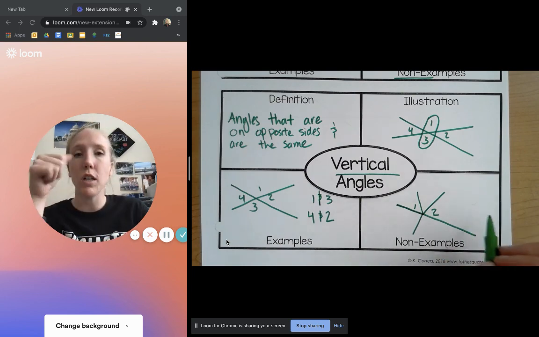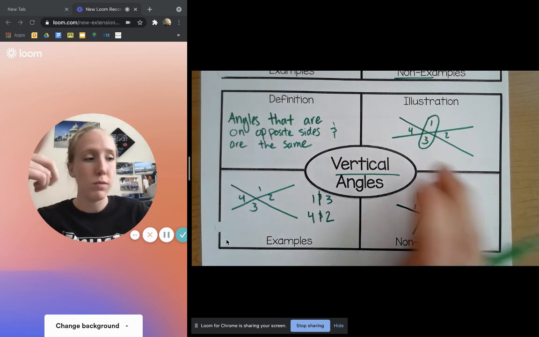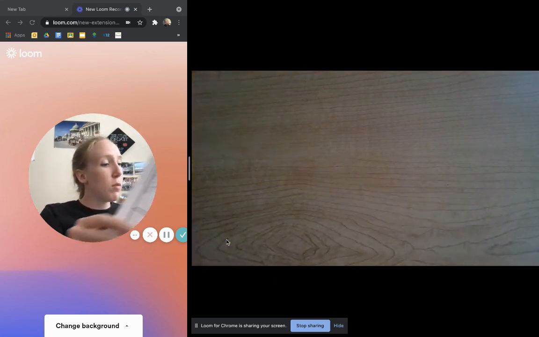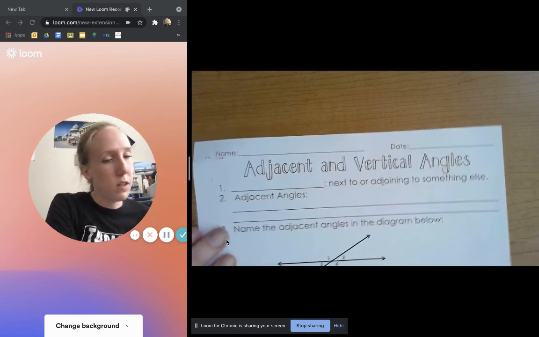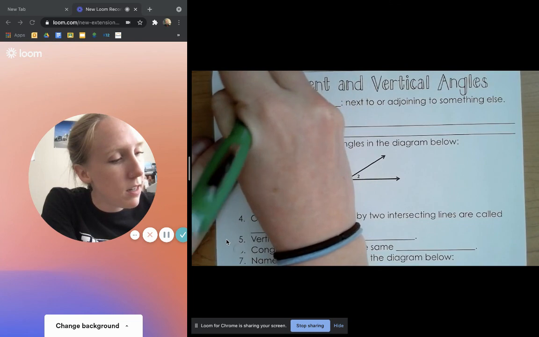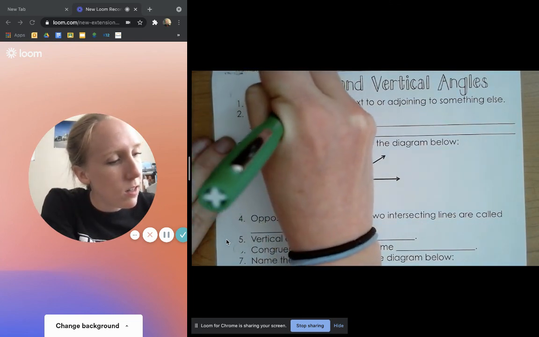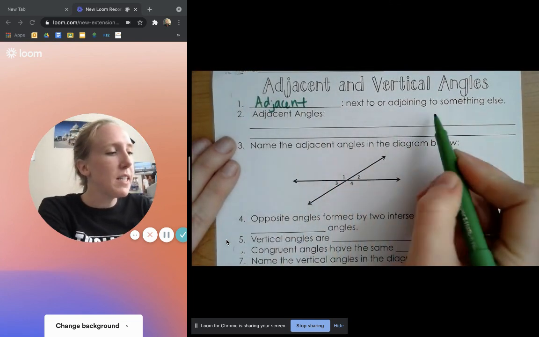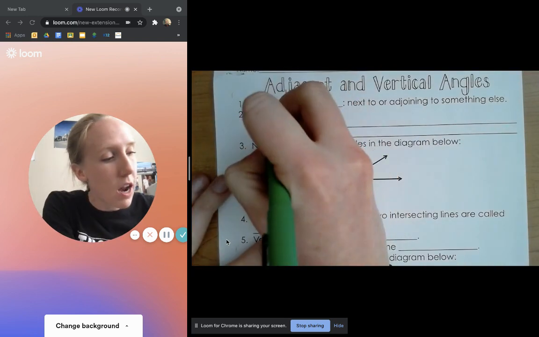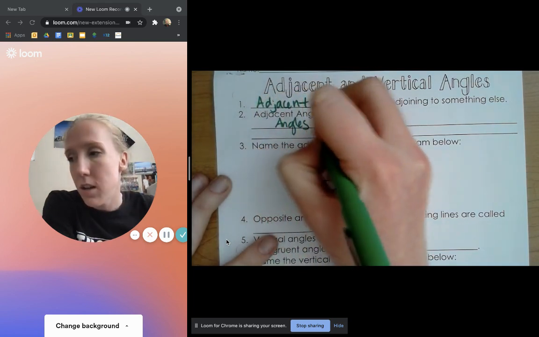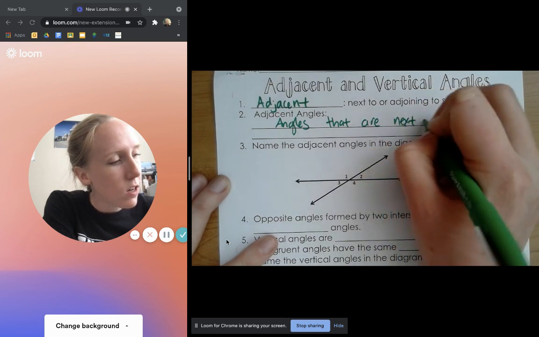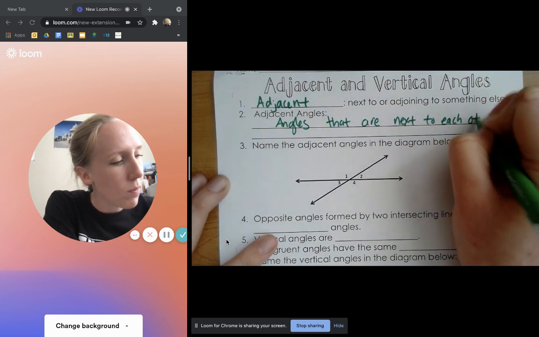Okay. So our two words, adjacent and vertical. Adjacent means right next to each other. Vertical means opposite from each other. So we're going to go over these words again. So adjacent. Adjacent means next to or adjoining something else. Adjacent angles are angles that are next to each other.